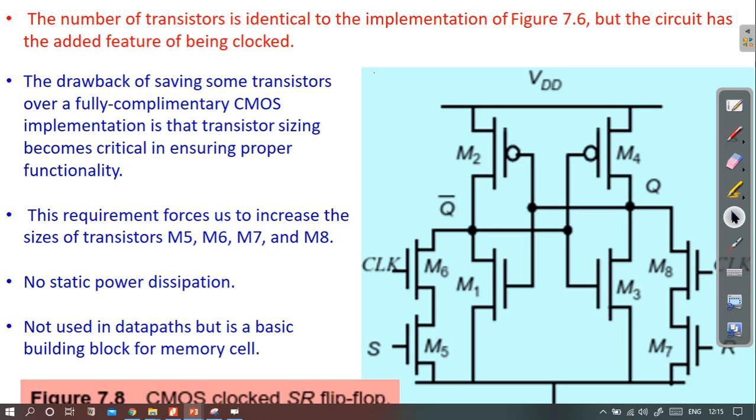Then this was the implementation in terms of transistors, and it used around 8 transistors for the simple SR flip-flop.